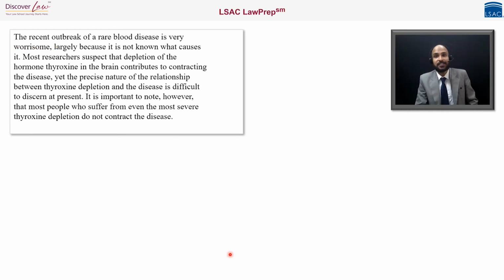Right, so let's read the passage together first, try to comprehend it, and then we'll look at the options and see which one is the most supported by this to pick the right answer. Let's go for it. It reads, the recent outbreak of a rare blood disease is very worrisome largely because it is not known what causes it.